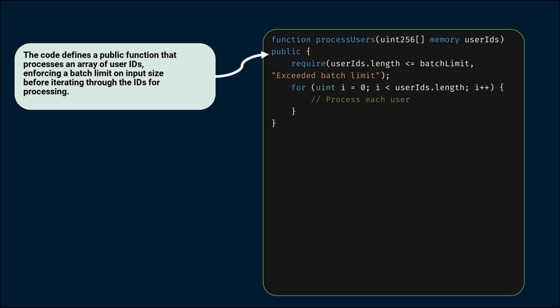Once the size of the array is validated, the function enters a loop that iterates through each user ID in the array. Although the processing logic for each user is marked with a comment in the code, this is where you would implement the specific actions you wish to execute for each user, such as updating records or executing transactions. By segmenting the user processing into manageable batches, we not only enhance the efficiency of our function, but also significantly reduce the potential for encountering gas limit issues, ensuring smoother transaction execution and a better user experience.